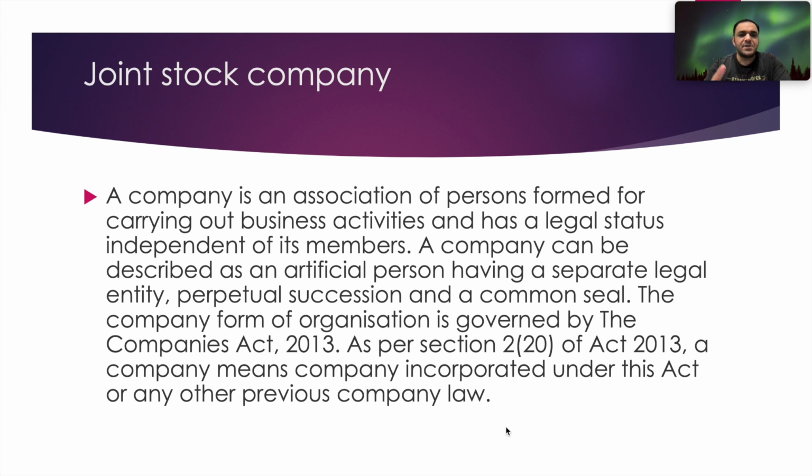A company can be described as an artificial person. Artificial person has a meaning, we will see it. Having a separate legal entity. So owner and company are separate, but this company is a person but artificial, because the company cannot speak, company cannot move. A company can be described as an artificial person having a separate legal entity. It's very important to understand, please. Perpetual succession and a common seal.